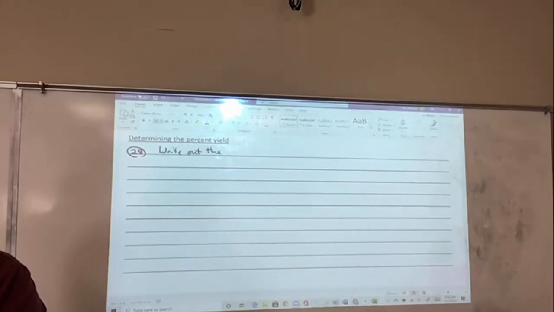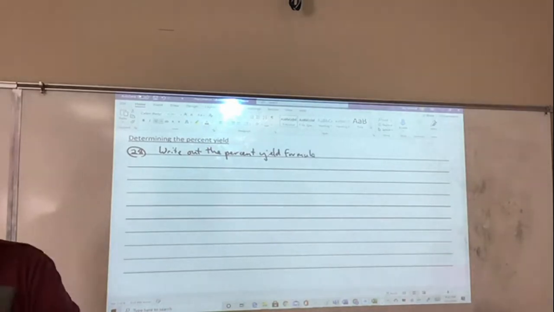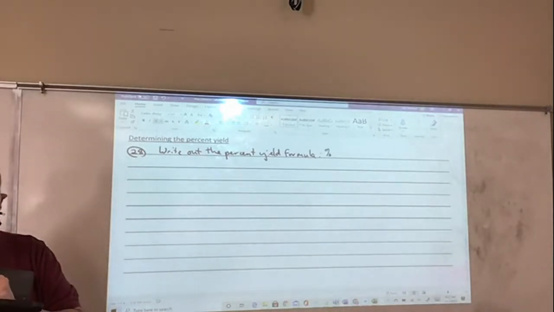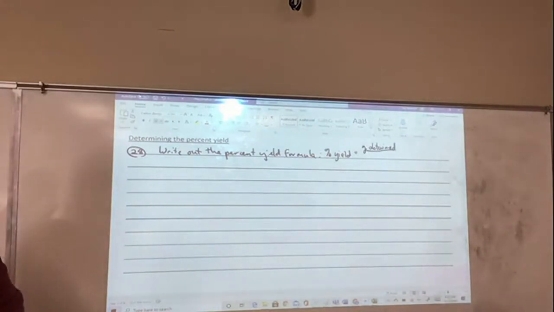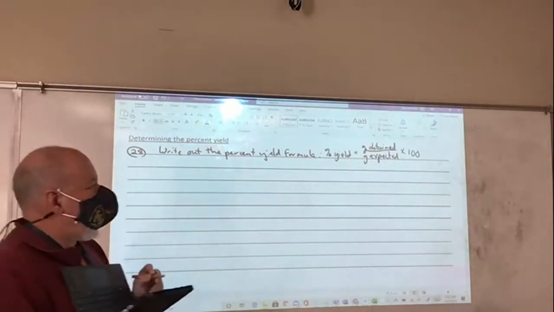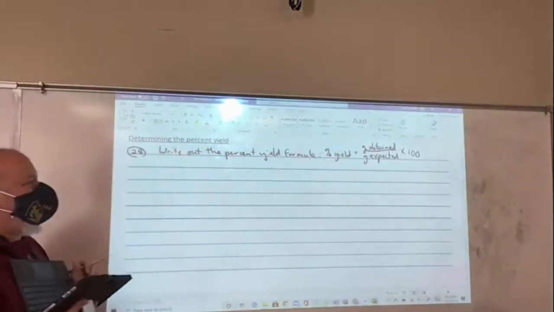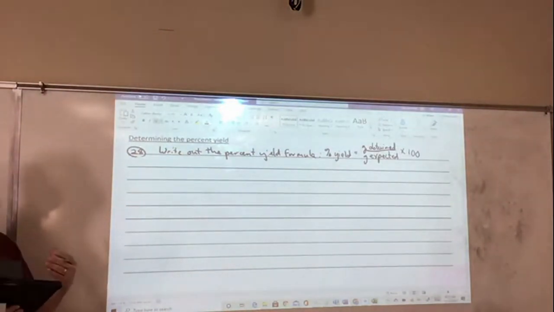write out the percent yield formula. And this is typically something you would have in a data table, right? Write out the percent yield formula, and you're going to say percent yield equals grams obtained divided by grams expected times 100, right? Grams obtained divided by grams expected times 100. That'll give me the percent yield.